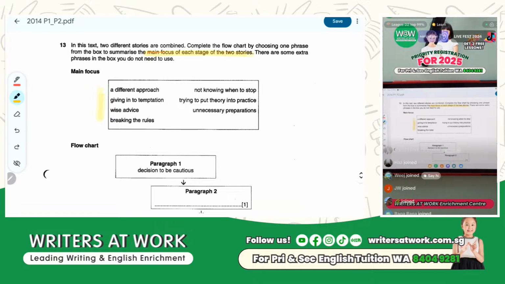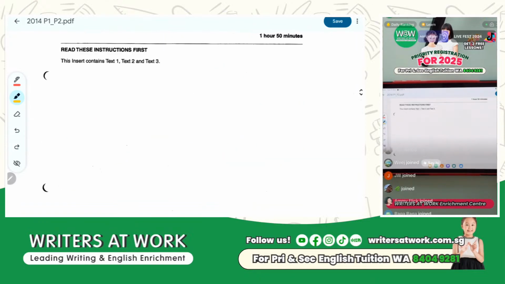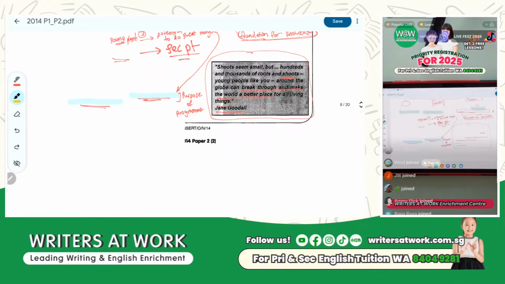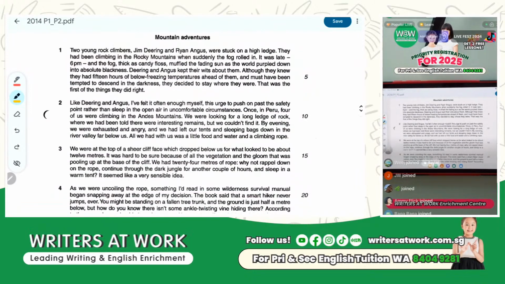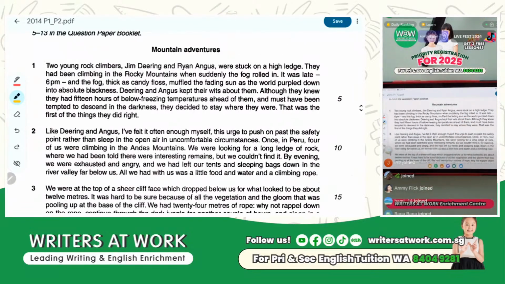Okay, without further ado, let me run through the text with you. All right, we are not here for a reading session, so I'm not going to read word for word with you throughout the whole text, but I'll just point out certain important things that we need to take note. All right. So the text starts with how two young climbers are stuck on a high ledge, and they look at how the fog suddenly occurred. So your fog here is like your haze in Singapore. So it's like the visibility is very low, you cannot see anything, and therefore you cannot continue your activity.